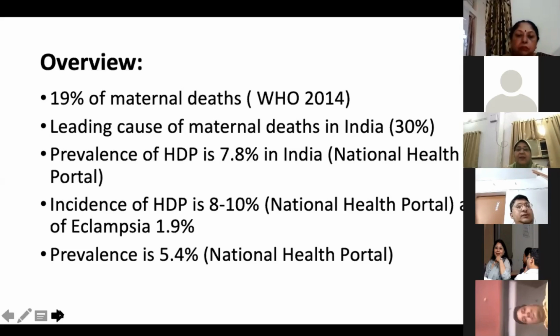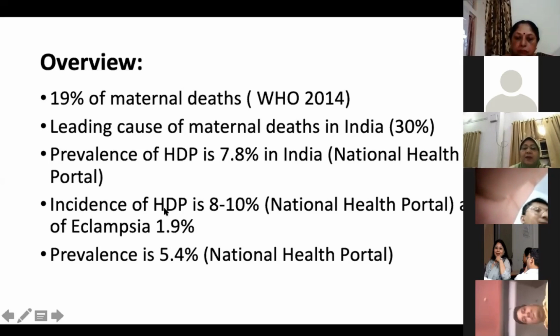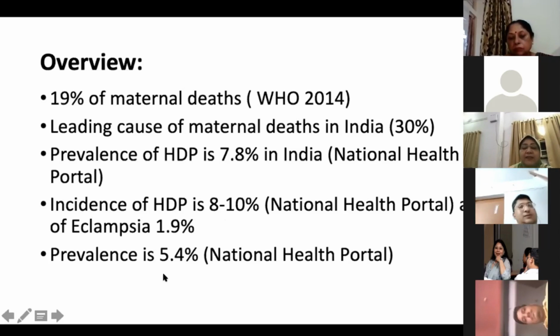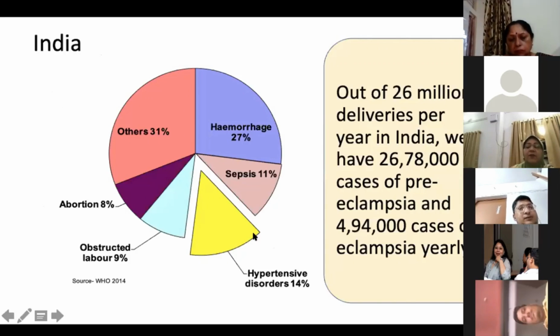The prevalence is about 5 to 10% in different studies from India and about 7.8% from the National Health Portal. Incidence is again 8 to 10%. And out of these 8 to 10%, at least 2 will have a fit and will be at risk of serious morbidity and mortality. Prevalence of preeclampsia is 5.4% from the National Health Portal.